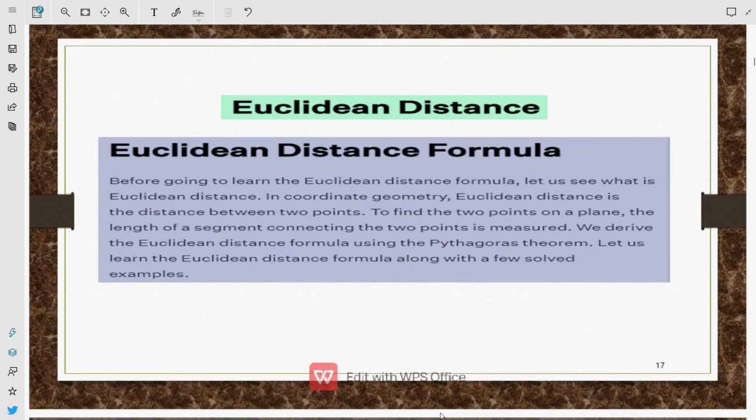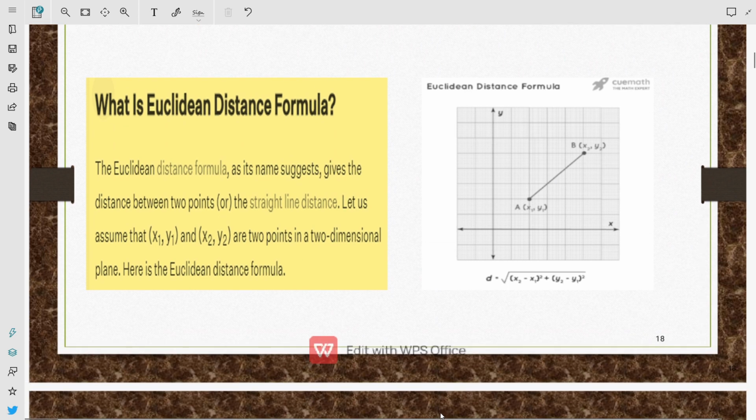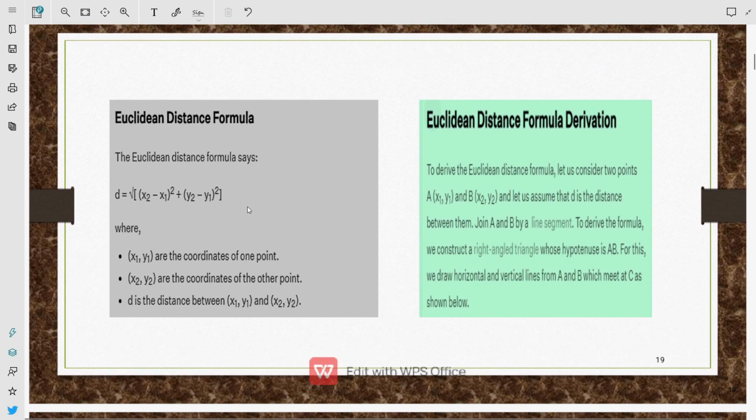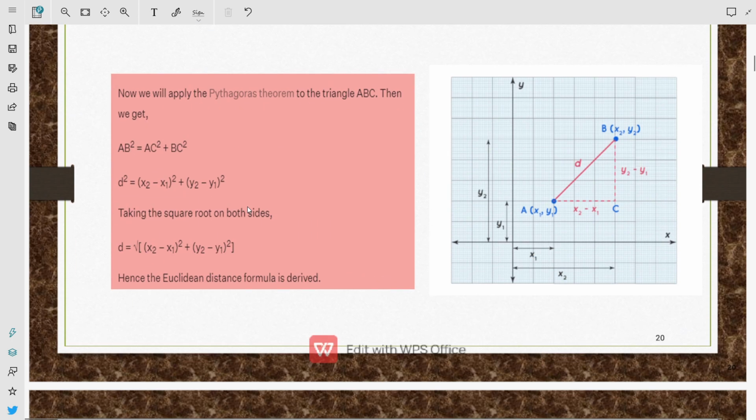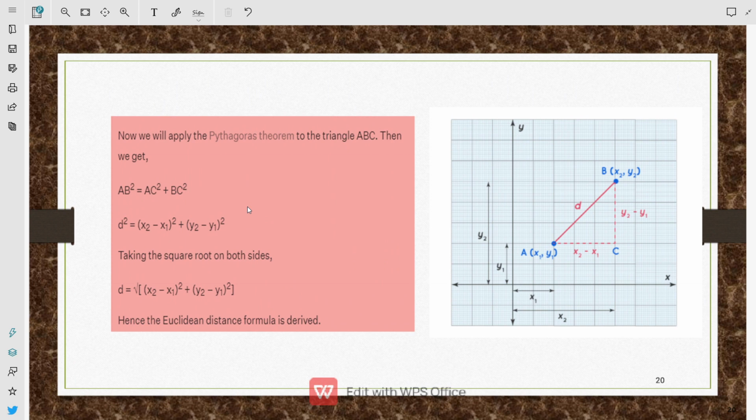Now we already discussed Euclidean distance. Here is a detailed description about it. If you want, you can take a screenshot and go through this. Everything is similar. What is the Euclidean distance formula? We have discussed this over here. The Euclidean distance formula is the square root of it may be x1 minus x2, or it may be x2 minus x1, whatever it may be, the result will be the same.